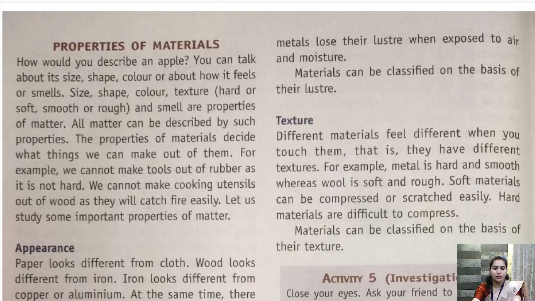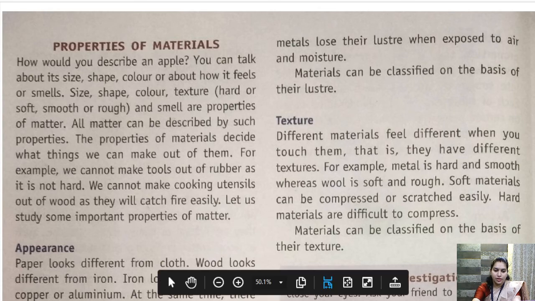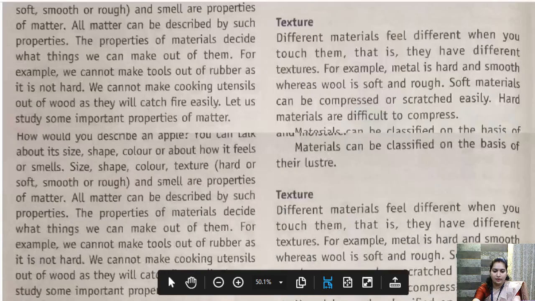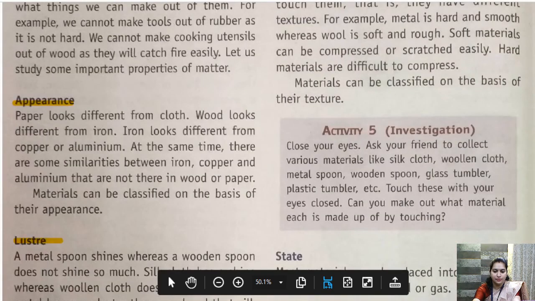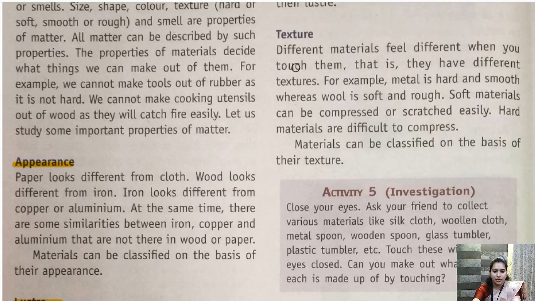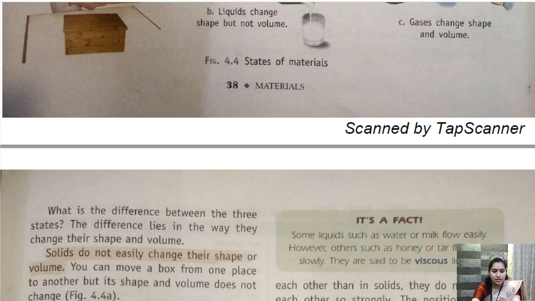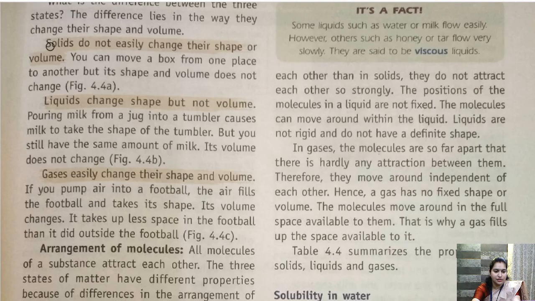So children, please open this chapter, properties of material. Okay, so we have different properties like appearance, luster, then we have texture. Okay, you can see in your book. Then we have talked about state, isn't it? So we have three different states like solid, liquid and gases.